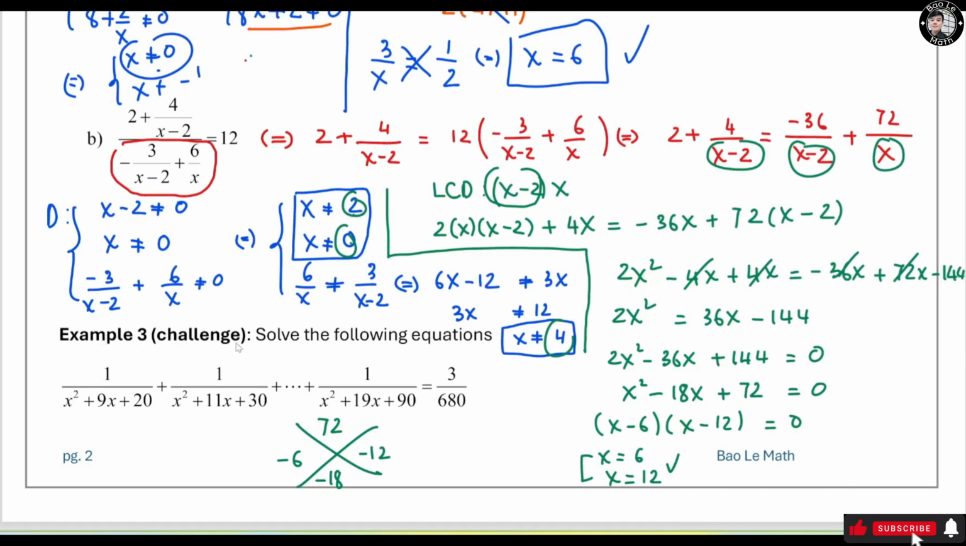Now example number 3, this one is challenging. If you want to learn how to solve this equation, please check out the link in the description below. And it's your time to solve.